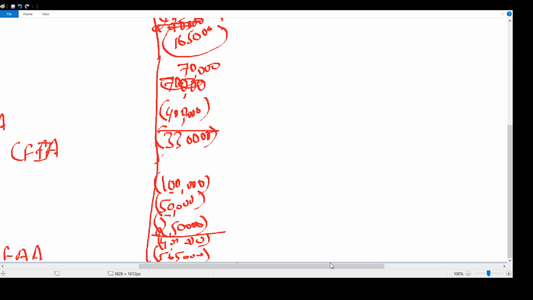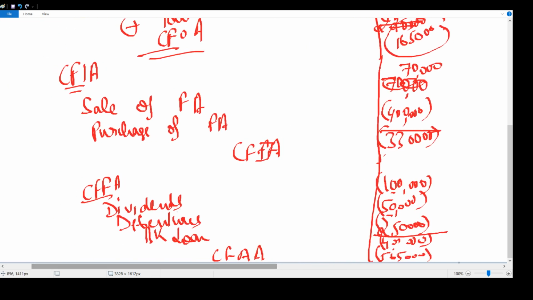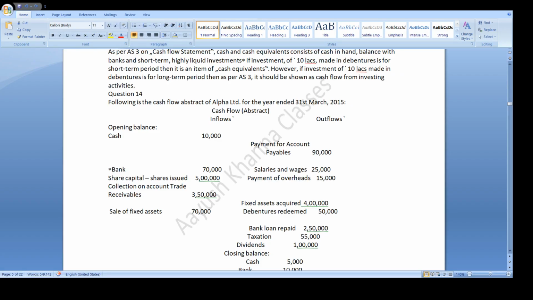Here we skipped one point of shares issued. Let me bring it on the screen. Yeah, this share capital was left. So 5 lakh for share capital.